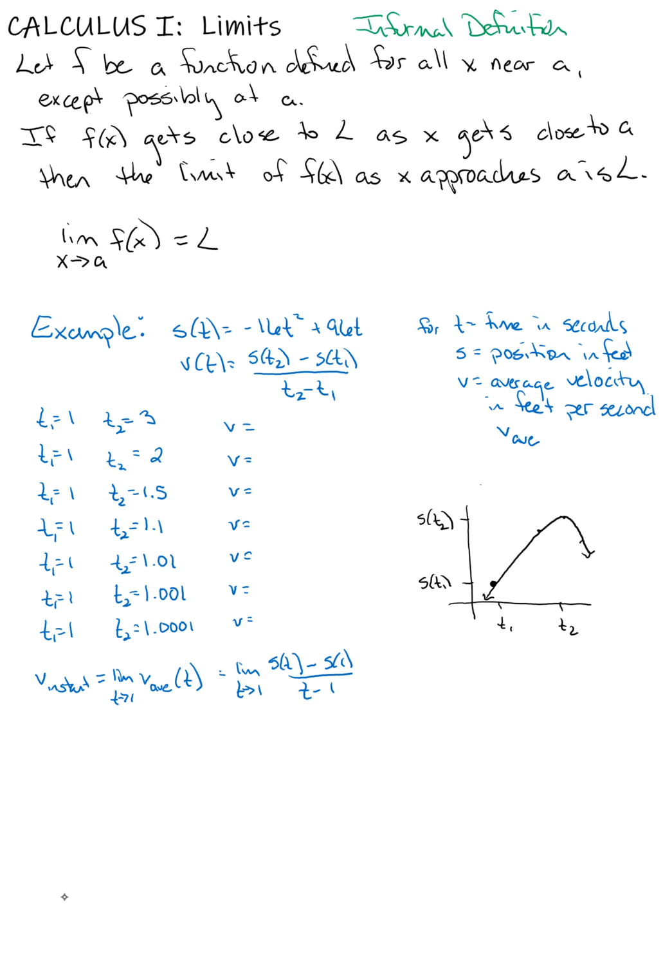Suppose we have this function s of t equal to negative 16t squared plus 96t, and v of t is s of t2 minus s of t1 over t2 minus t1. You'll notice that this does have the look of the slope, and that's exactly what it is. In this case, t is time in seconds, s is position in feet, and v is our average velocity in feet per second, which we could also denote as v sub ave.